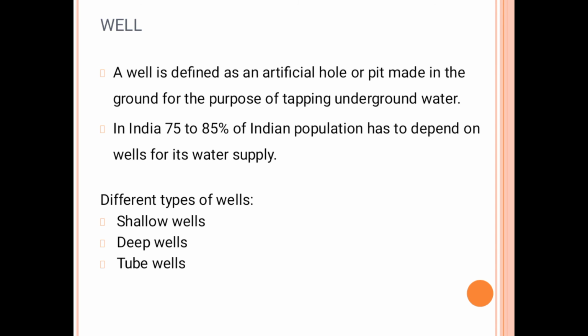Then, a well is defined as an artificial hole or pit made in the ground for the purpose of tapping underground water. In India, 75 to 80% of the Indian population has to depend on wells for its water supply. Different types of wells. There are three types of wells: shallow wells, deep wells, and tube wells.